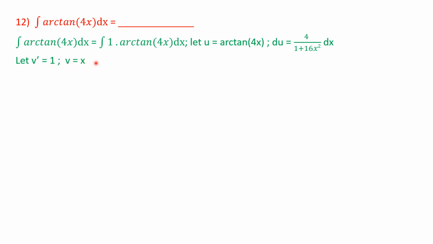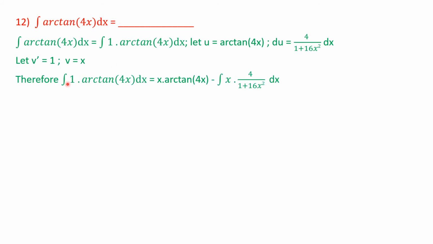Now we will do integration by parts. So the integration of 1 dot arctan of 4x dx equals u v minus the integration of v du, and this is du.